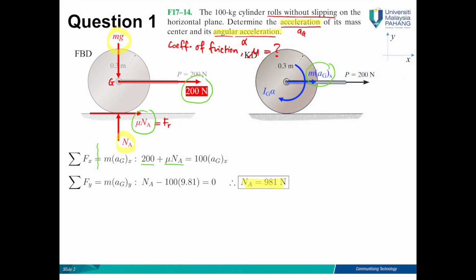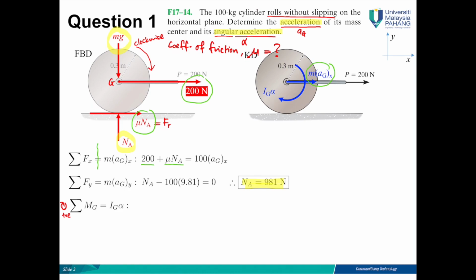We go to the moment equation. Now I'm going to calculate the moment about the center of gravity. I define clockwise rotation as positive because this cylinder here is rotating clockwise. So it will be easier to define the direction of rotation as the positive direction of our moment equation. So we take clockwise as positive.